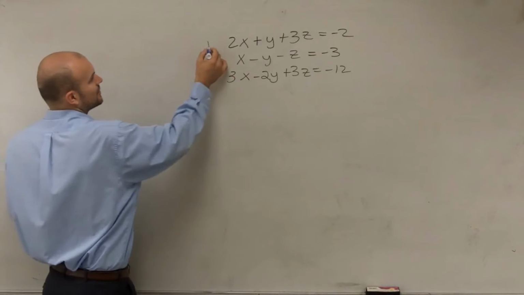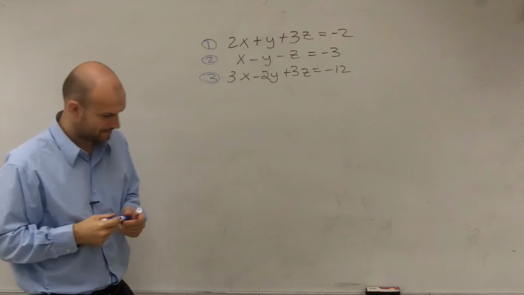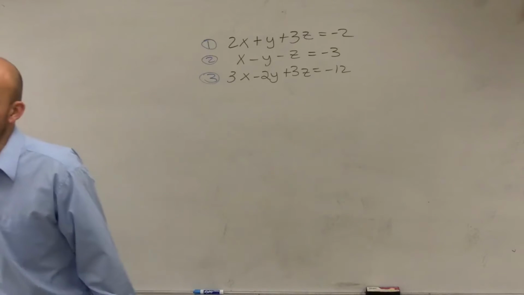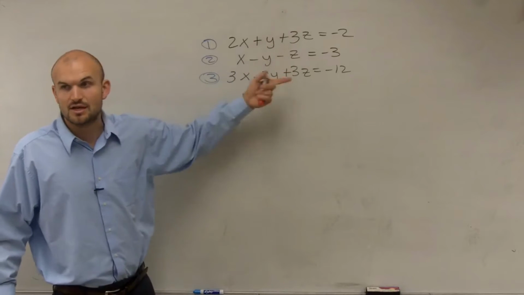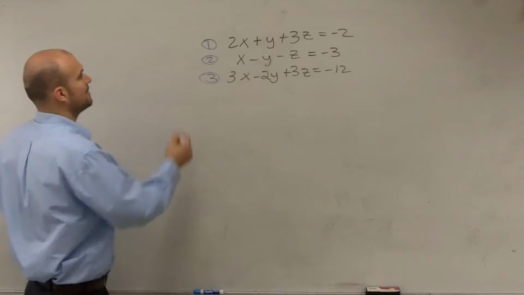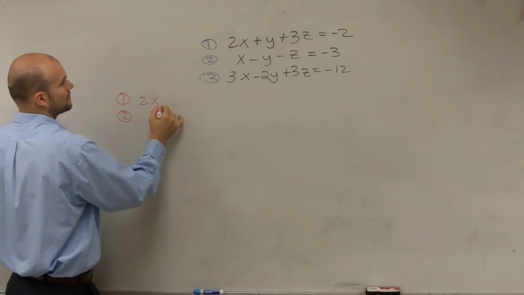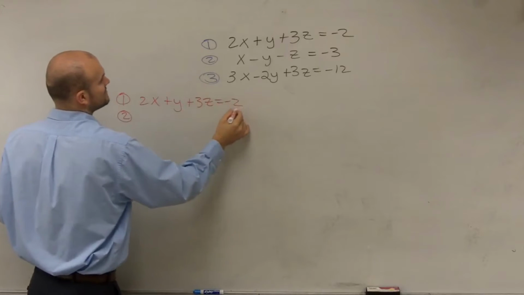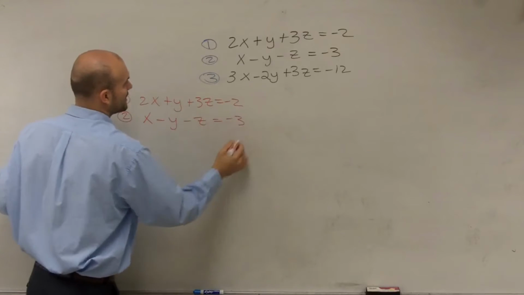So the first thing I like to do is label them 1, 2, and 3. All right? So what I'm going to do is I need to pick 2 equations to eliminate the z. I want to eliminate my z variables. So I'm going to take equation number 1 and equation number 2. So I have 2x plus y plus 3z equals negative 2. And then I have x minus y minus z equals negative 3.